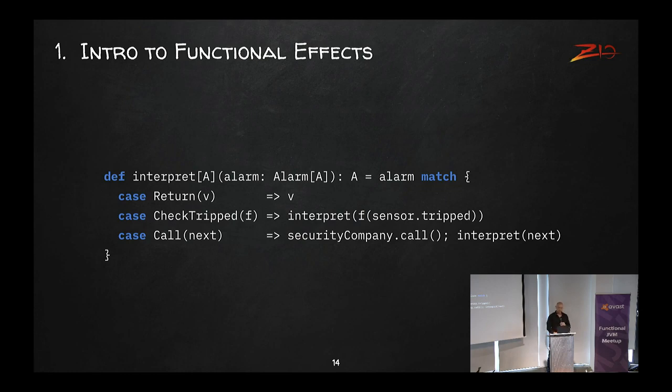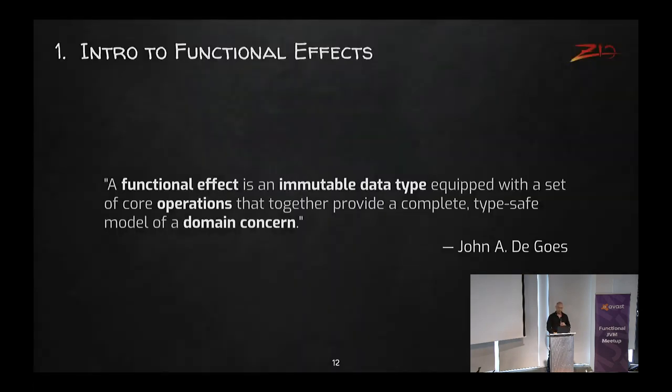So this is a typical example of what a functional effect is, but in general, what a functional effect is, is some sort of immutable data type that is equipped with a set of core operations. And together, the data type plus these operations provide a complete type-safe model of some domain concern. Every single functional effect out there satisfies that definition.